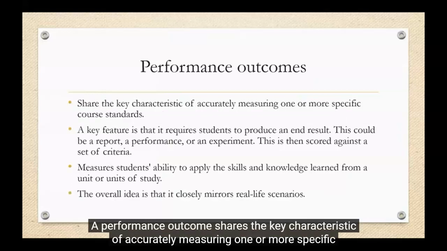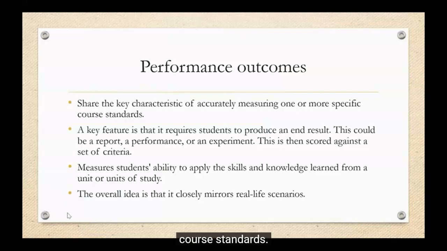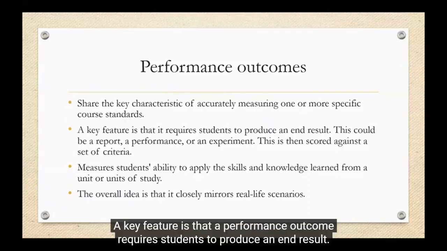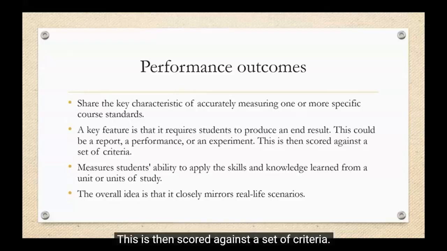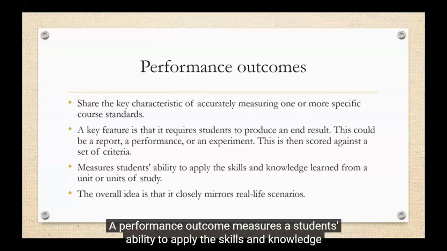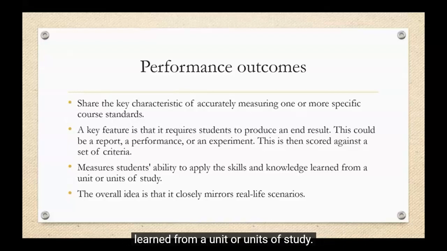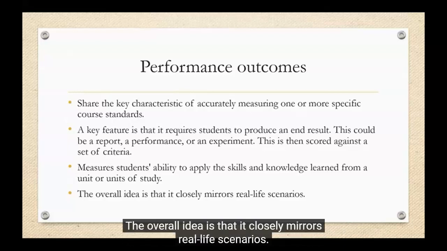A performance outcome shares the key characteristic of accurately measuring one or more specific course standards. A key feature is that a performance outcome requires students to produce an end result. This could be a report, a performance, or an experiment. This is then scored against a set of criteria. A performance outcome measures a student's ability to apply the skills and knowledge learned from a unit or units of study. The overall idea is that it closely mirrors real-life scenarios.